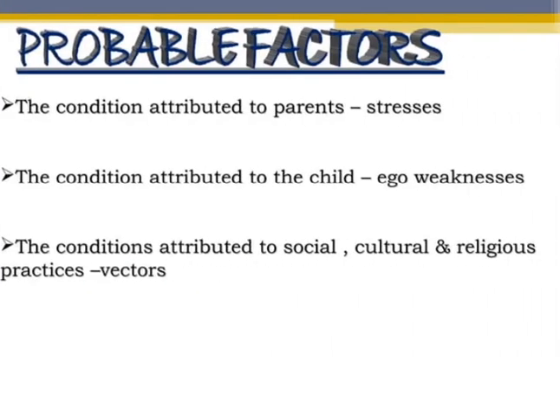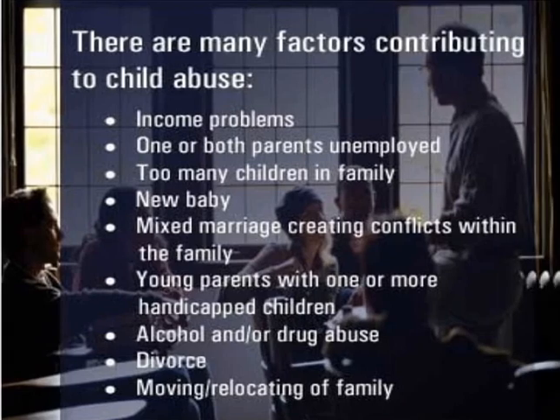Probable factors: conditions attributed to the parents, like stresses; conditions attributed to the child, like ego weakness; and conditions attributed to social, cultural and religious practices, like vectors. There are many factors contributing to child abuse. One is income problems. One or both parents are unemployed. Too many children in the family. New baby.